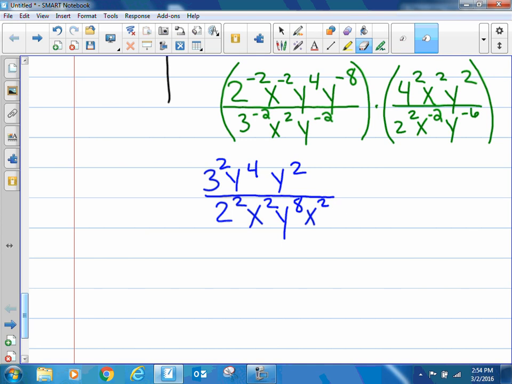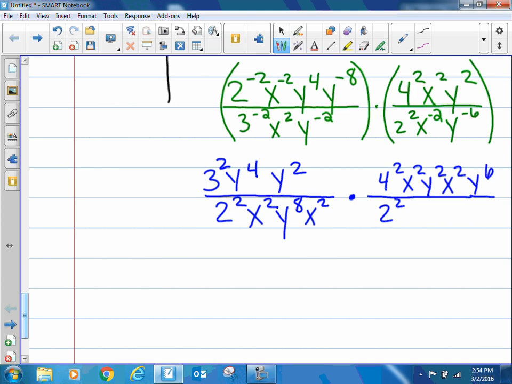All right, let's look at this one. Times. All right, here we go. My 4 squared is fine. My x squared is fine. My y squared is happy. My 2 squared on the bottom is happy. Oh, my x squared on the bottom is not happy. We have to move it to the top. My y to the negative 6 on the bottom is not happy. I have to move it to the top.